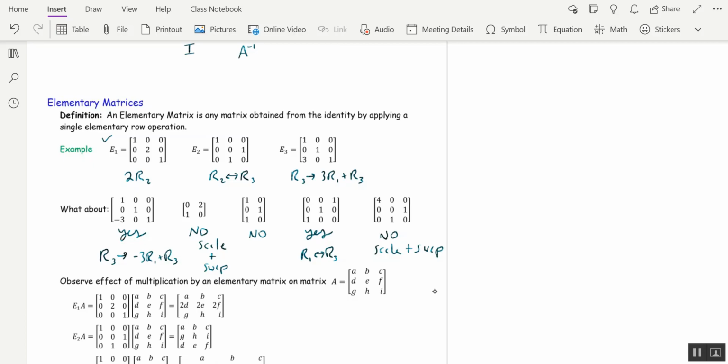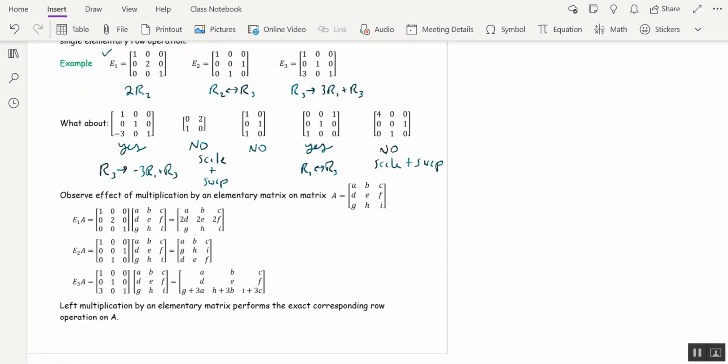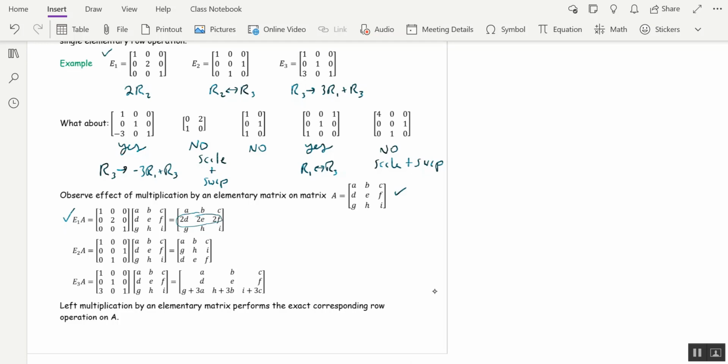Okay, here's why we love elementary matrices. Take a generic 3x3 matrix, A, and let's multiply it on the left by the 3 types of elementary matrix. So in my first example here, I took a scaling elementary matrix, scaled row 2 by 2. Multiply by the matrix A, and look at what it does to A. It scaled row 2 by 2. So it did to A exactly what I did to the identity to get E1. That's not a coincidence.